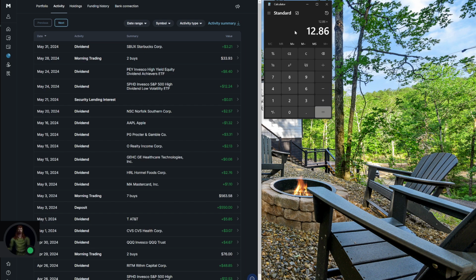Realty Income. This is a monthly pay dividend one, $2.13. Procter & Gamble at $3.31. $1.32 from Apple. $2.57 from Norfolk Southern. Security lending interest at a penny. We'll count that. SPHD with a nice dividend, $12.24.